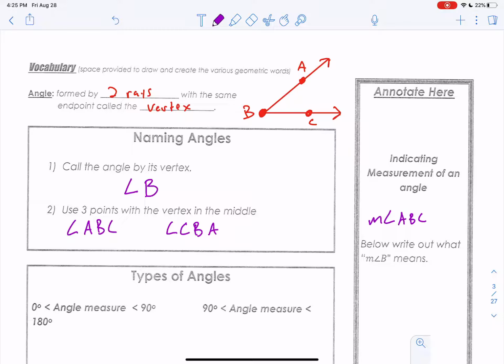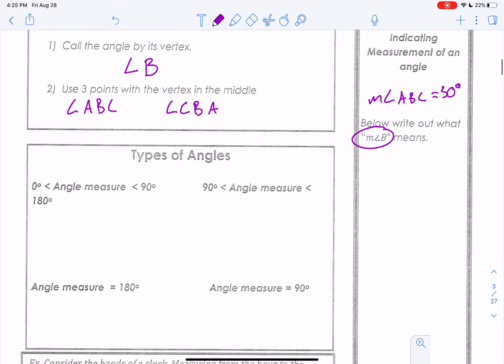So if ABC, for example, was 30 degrees, I would write the measure of angle ABC equals 30 degrees. So again, when talking about measure, we put a little m in front of it like that. Right here it says, you write out what m angle B means.